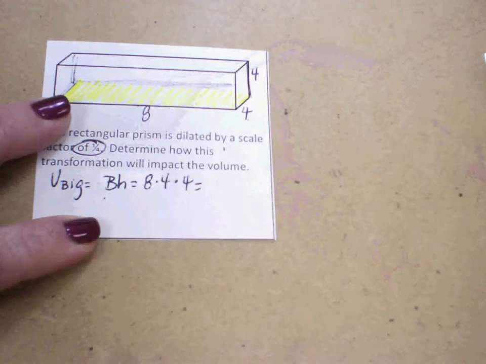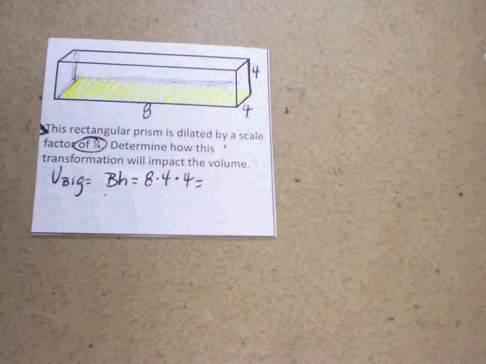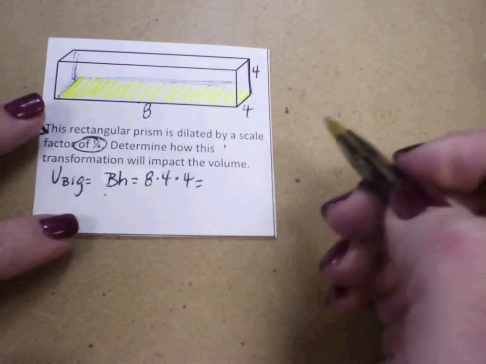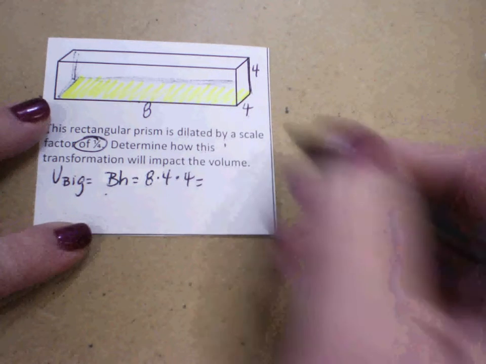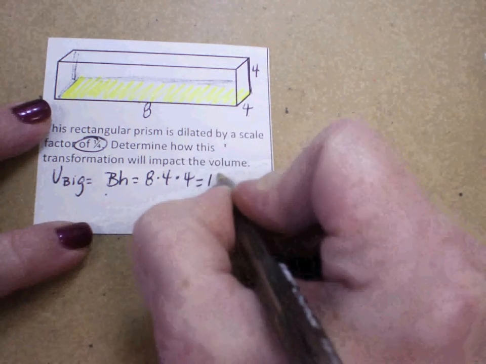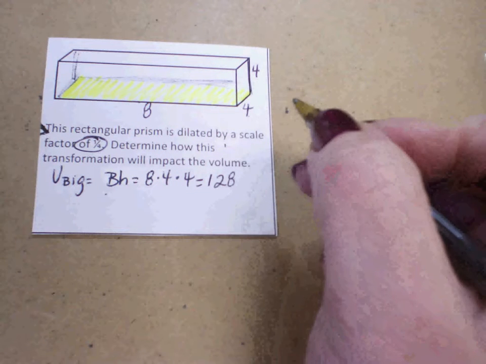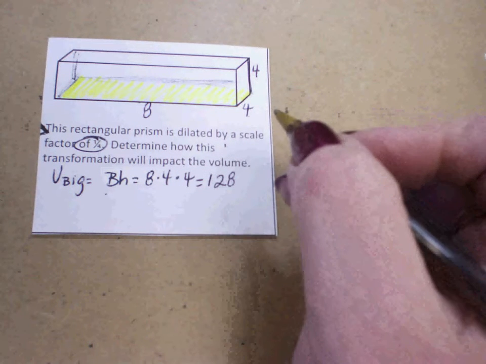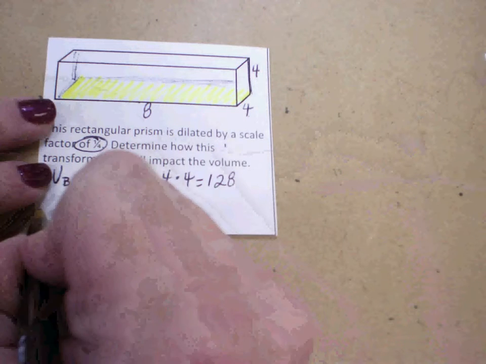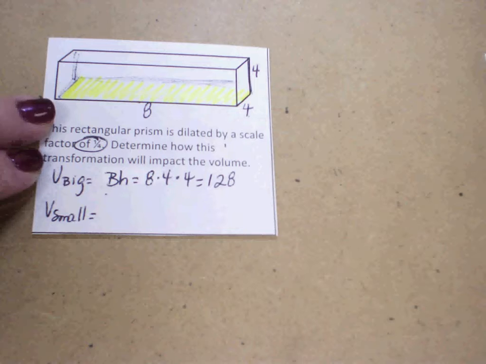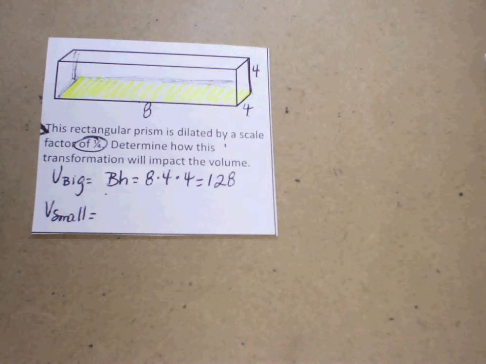So what's the base and the height? 8 and 4. So that would be 8 times 4. And then what's the height of the prism? It would be 4. So can somebody do 8 times 4 times 4 for me? 8 times 4 times 4. No. 8 times 4 times 4. 128.